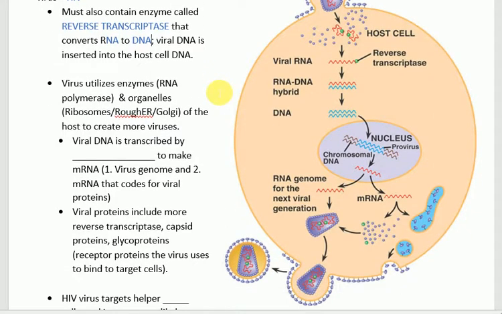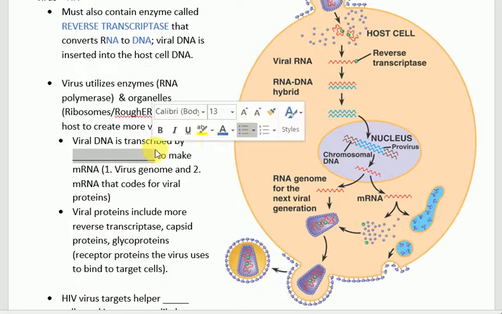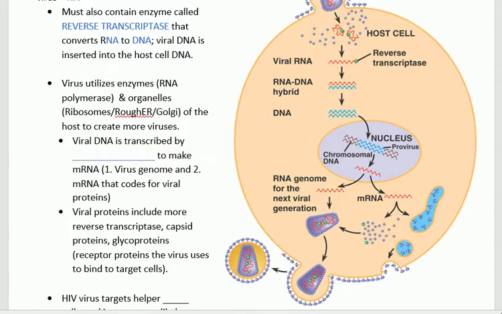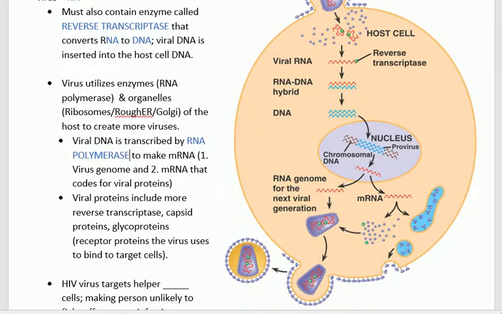So the virus is going to utilize enzymes like RNA polymerase, as well as different organelles like the ribosomes, the rough ER, and the Golgi of the host in order to create more viruses. So first, the viral DNA is transcribed by RNA polymerase to make messenger RNA. And there are two types of virus genome, and the second is the messenger RNA that codes for viral proteins. And the viral proteins are going to include more reverse transcriptase, as well as capsid proteins, glycoproteins, etc.